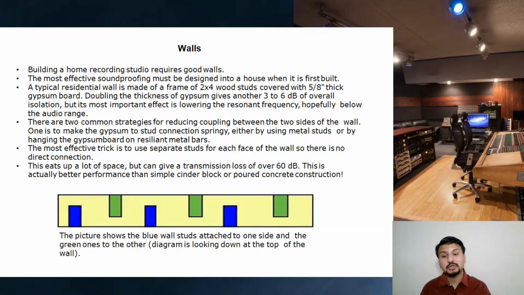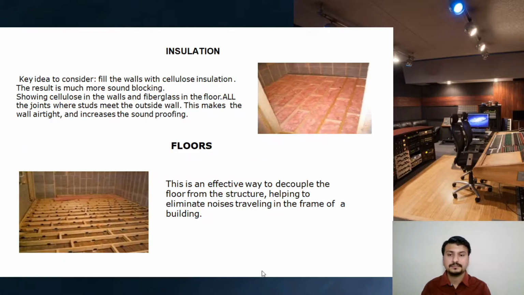The picture shows the blue wall struts attached to one side and the green ones to the other. The diagram is looking down at the top of the wall. You can see the green one and the blue one. These are the two sides of the wall.